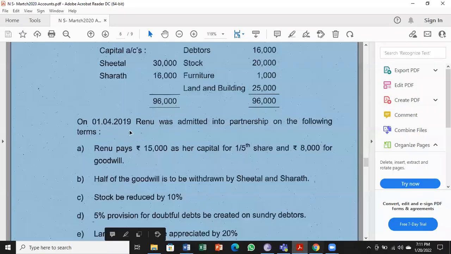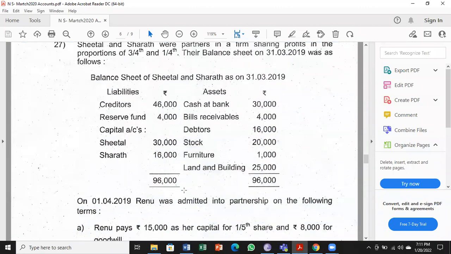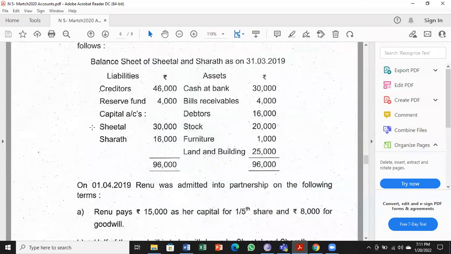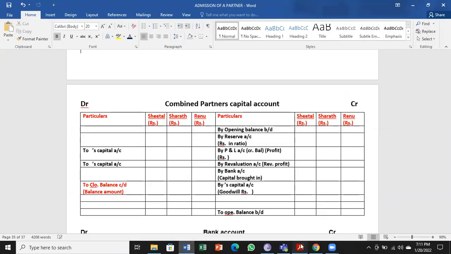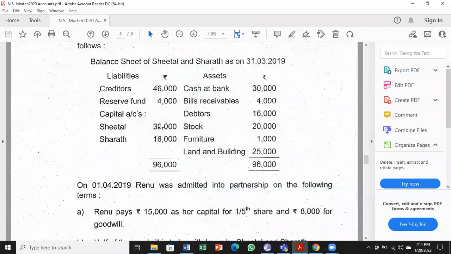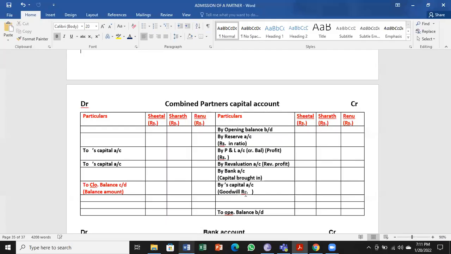So to start the capital accounts, we have to go for capital account value that is appearing on the liabilities side. So liabilities show credit balance. So Sheetal's account 30, Sharat 16. So it comes to the credit side. It shows credit balance, remember. And Renu has not yet become a partner.